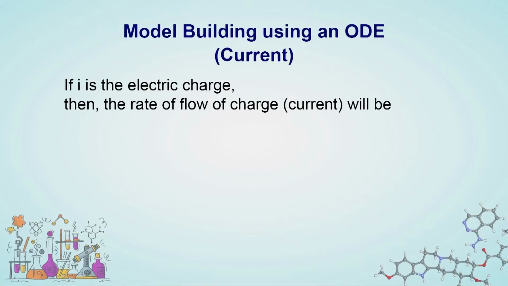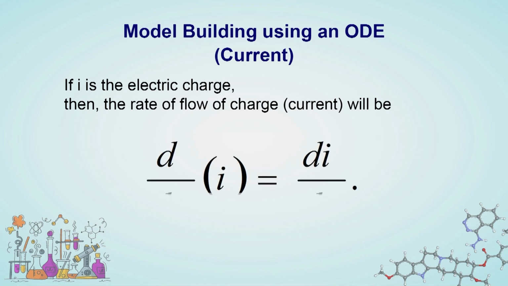Instead of x, we substituted I. I is just an electric charge, and we consider the rate of flow of charge. Definitely there are changes, we observe changes in I. Then how do we measure the change in I with respect to time t?